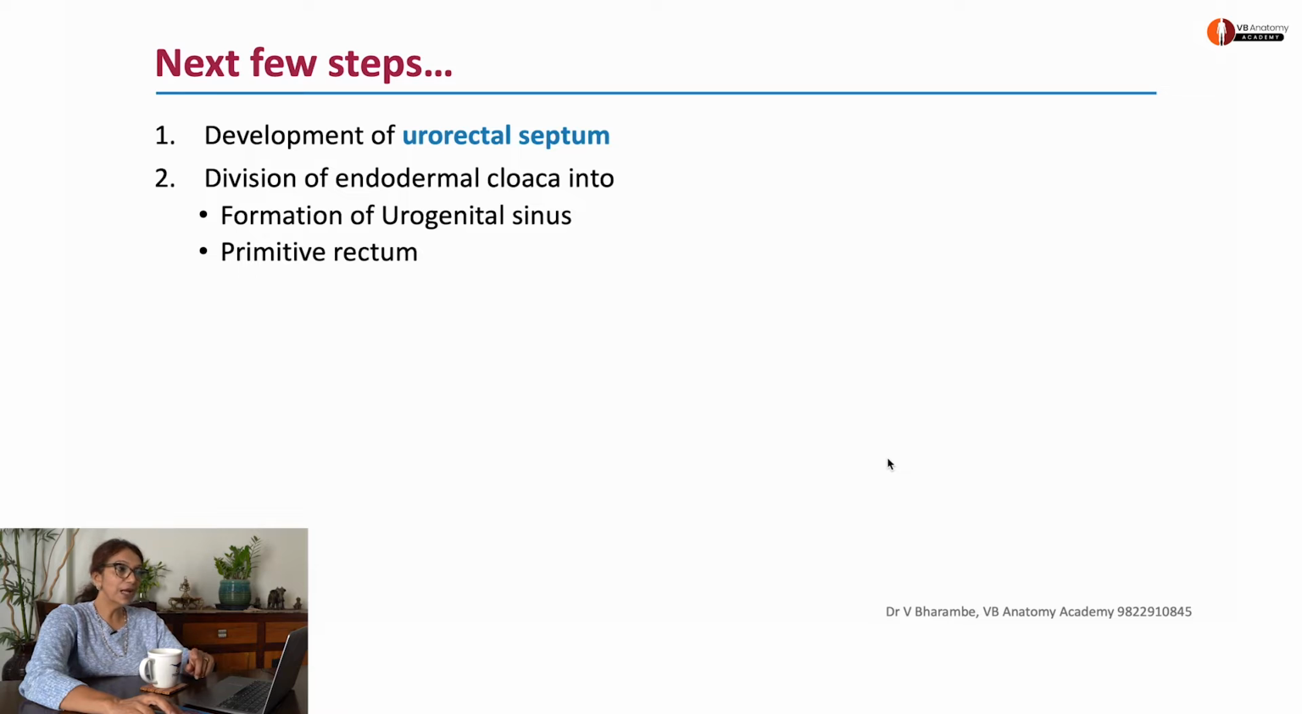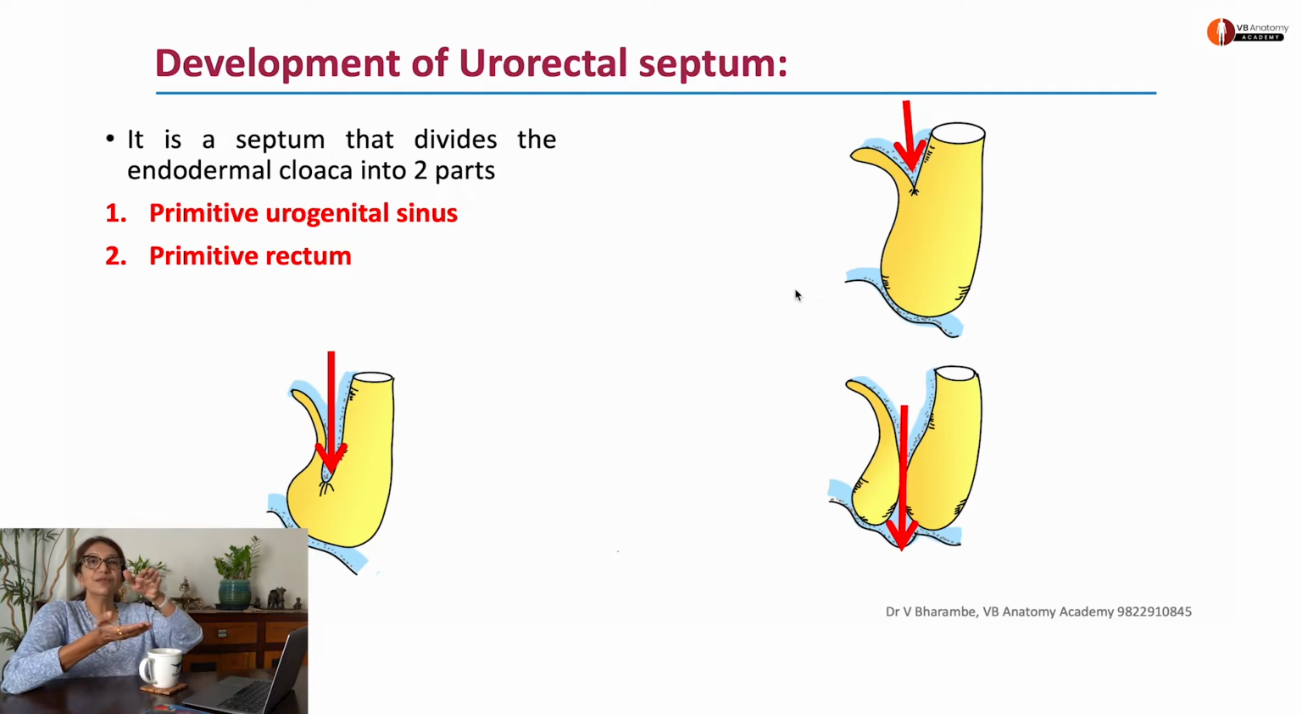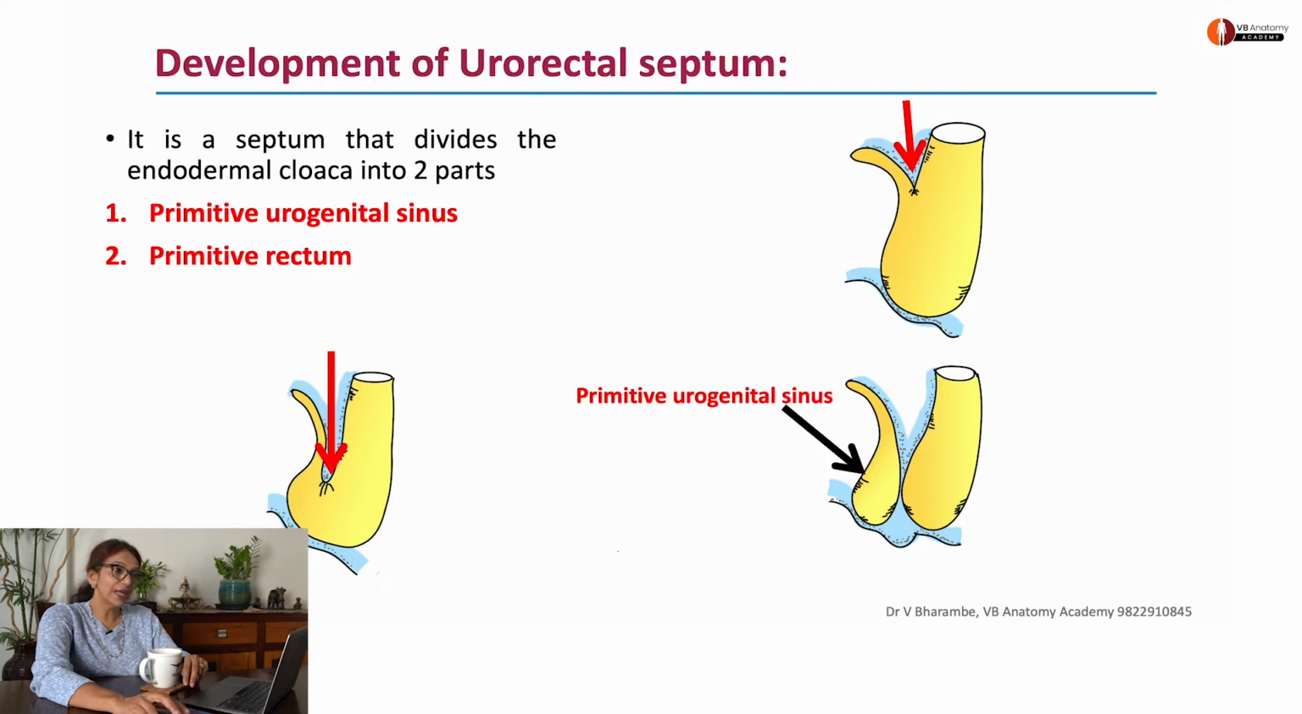Now what happens? Now there will be development of a urorectal septum. Let's understand how that happens. This is our endodermal cloaca. Here, between that and the allantois, a septum begins to grow downwards, which is called the urorectal septum. It grows further down to fuse with the cloacal membrane. As it fuses with the cloacal membrane, it divides your endodermal cloaca into two tubes, one tube to two tubes. Primitive urogenital sinus anteriorly, which will contribute to formation of the bladder, and the primitive rectum, which will then form the rest of the gut tube.